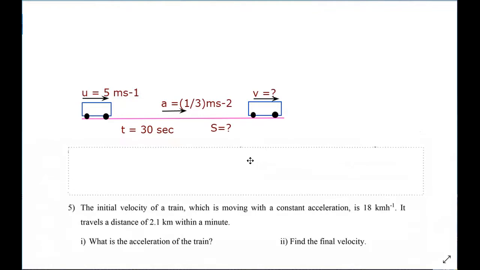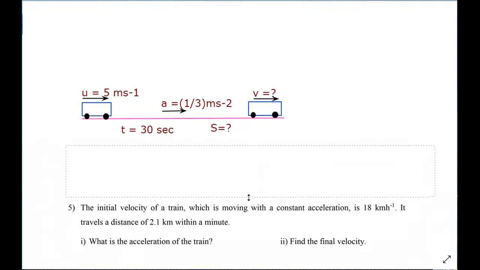Can you see question number 5 now? Somebody please unmute the mic and read question number 5.